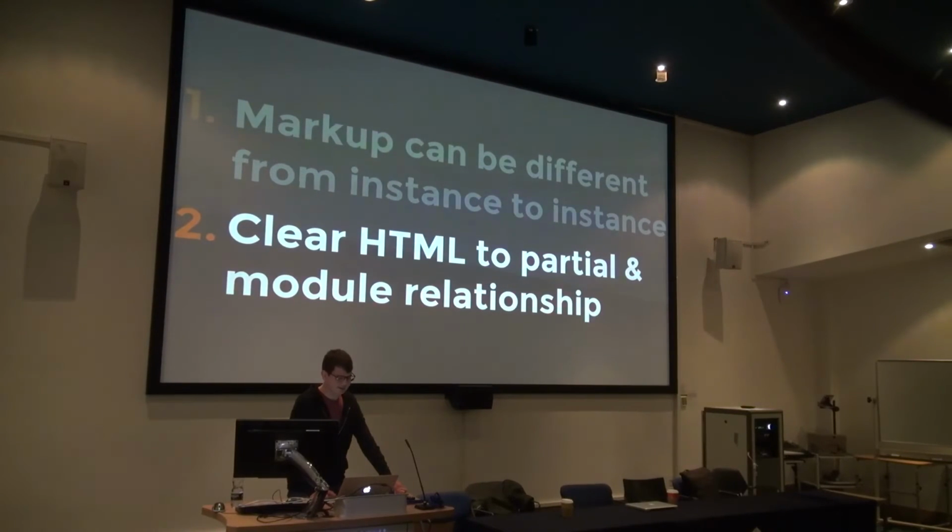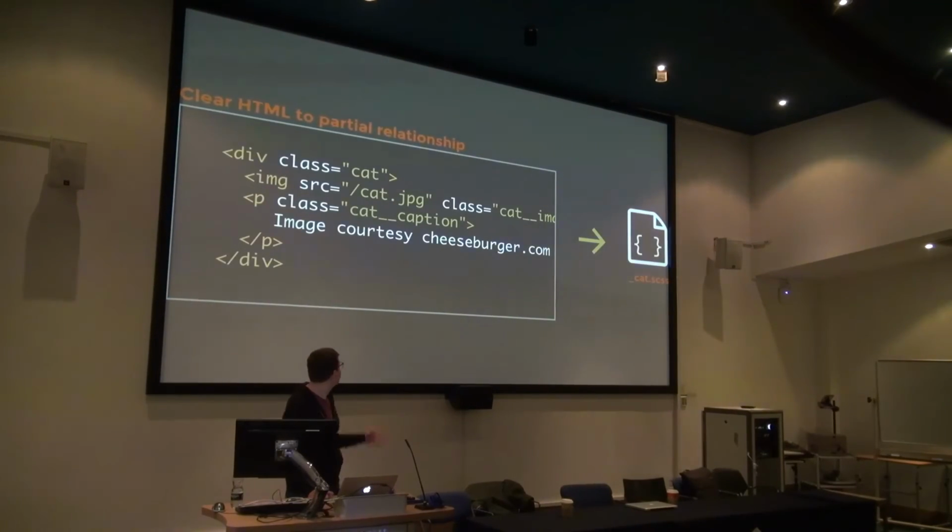And then the last one is there's a clear HTML partial to module relationship. So when you look at that snippet of HTML, its associated file is cat.scss. So anyone can look at that. You've got tons of components. You see that snippet of HTML, you look in the Sass area, and you find that module, and you know that everything's going to be contained within that module. Keeps a nice scalable code base.